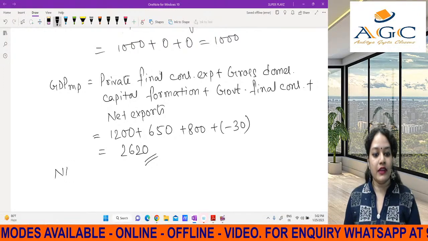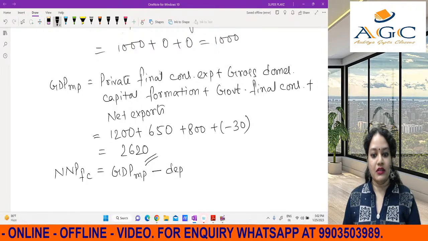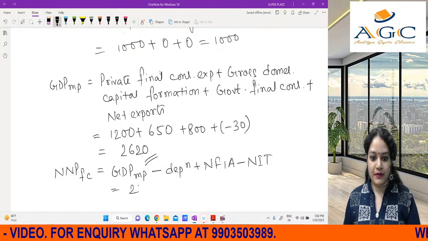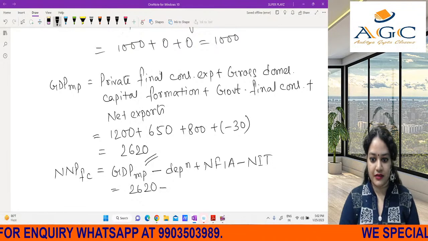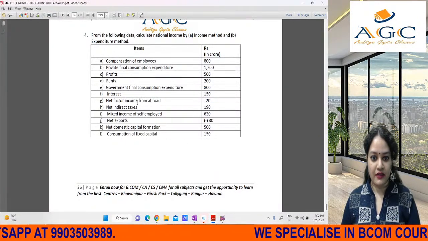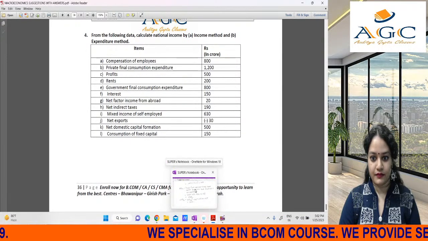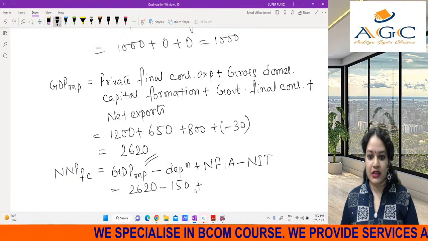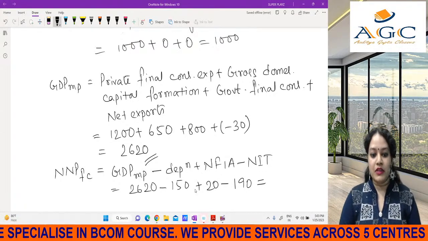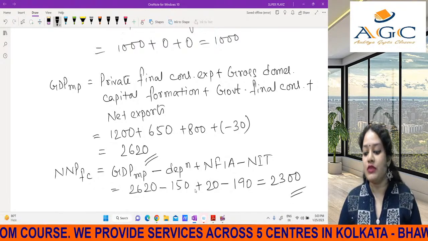Now for this also we have to get to our NNPFC, right? So GDPMP minus depreciation plus NFIA minus NIT. Okay. So GDPMP's value is 2620, then minus depreciation. Let's go to the table back. Okay. Minus 150 is given, then plus your NFIA, plus 20. NIT is minus 190. So give me the value of NNPFC. 2300. Okay, so the value of NNPFC would be 2300.